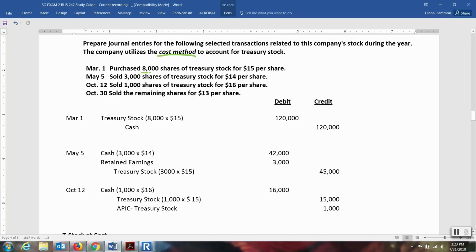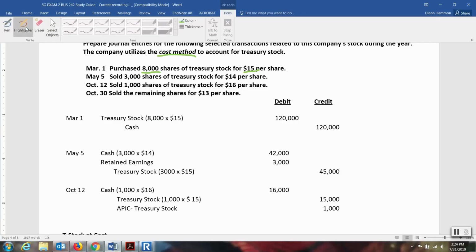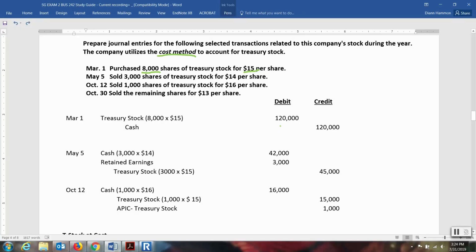So this company purchased 8,000 shares and they paid $15 per share for the stock. To record this transaction, we would debit the treasury stock account. 8,000 shares times $15 per share would be $120,000, and then the cash account is going to be credited for $120,000 as well.